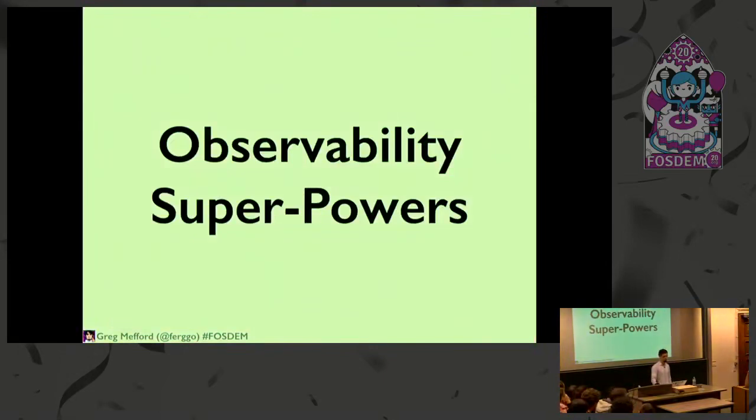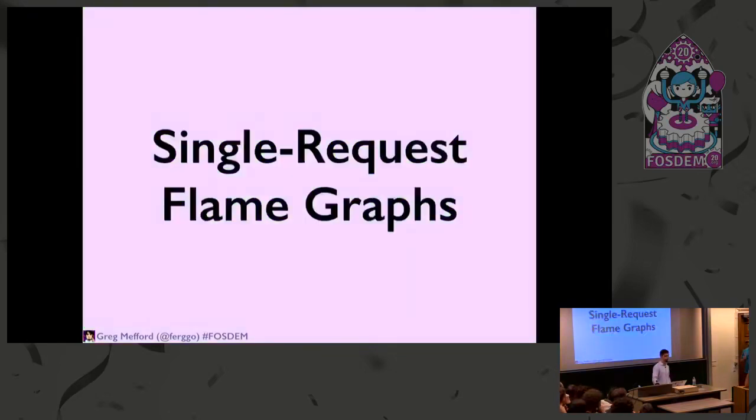Okay, so I want to talk a little bit about observability superpowers that you get by having this distributed tracing functionality in addition to your standard logs and metrics that people are more familiar with. The first one of those is the single request flame graph idea.